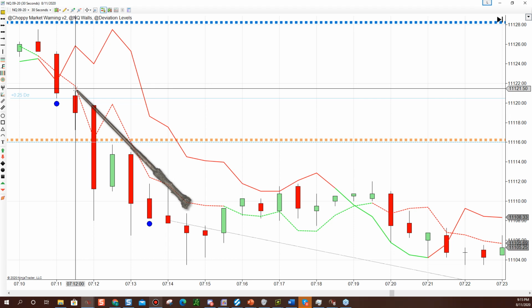Exactly. So David says, it has to break the low of the next bar after the setup bar, not a few bars away. Correct. It has to break the low of the next bar after the setup bar. So if the potential setup bar's low is not broken, it is no longer a valid setup bar. Exactly, Ronald, you got it.